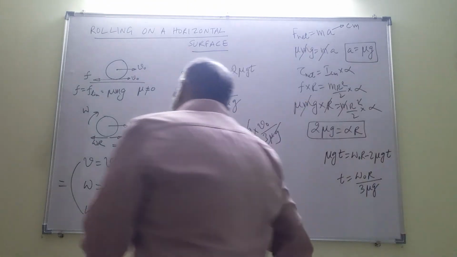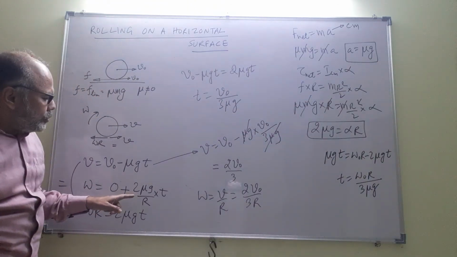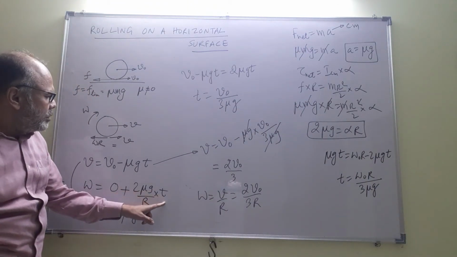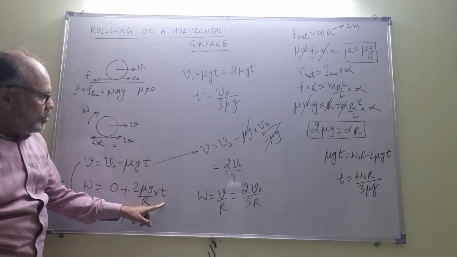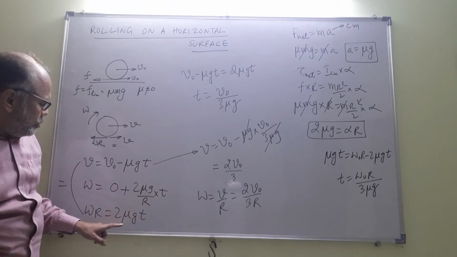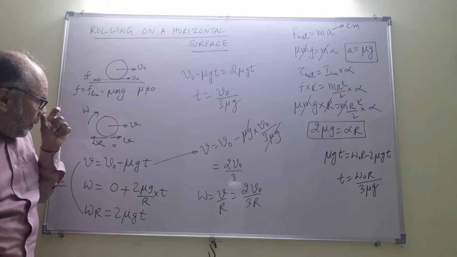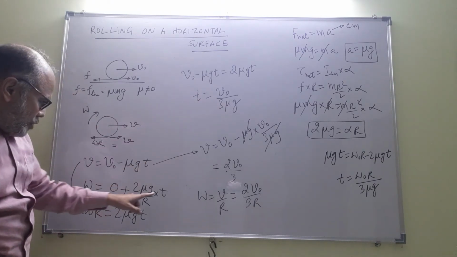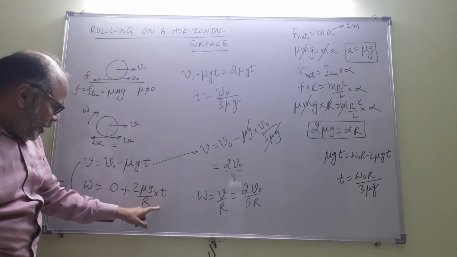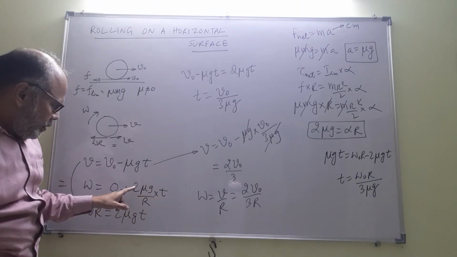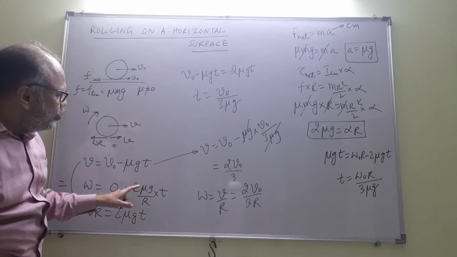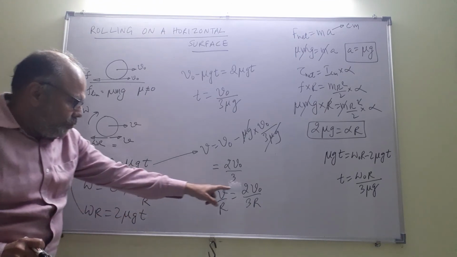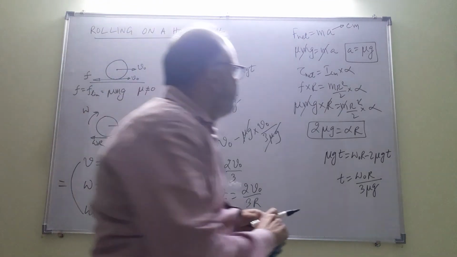You can get it from this equation also. Omega is 2 mu g by r into t, and t is v naught by 3 mu g. So if you put t as v naught by 3 mu g, you will get 2 v naught by 3r.